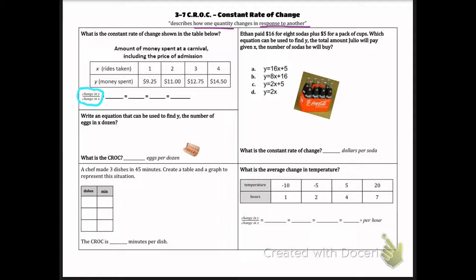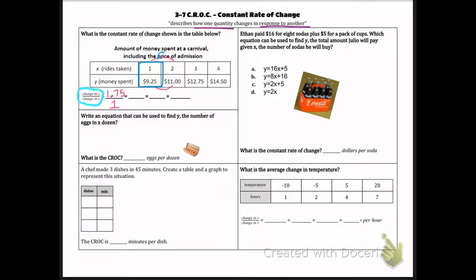So we can just start at the beginning of the table and look at the bottom, the money spent, and those are your y values. If we look at how y changed, it went from $9.25 to $11. That's a change of $1.75. When y did that, x, which is the rides taken, changed from 1 to 2, which is a change of 1. If someone were to just look at these first x, y pairs, you might think that each ride costs $9.25, but we can see now that that's clearly not true.